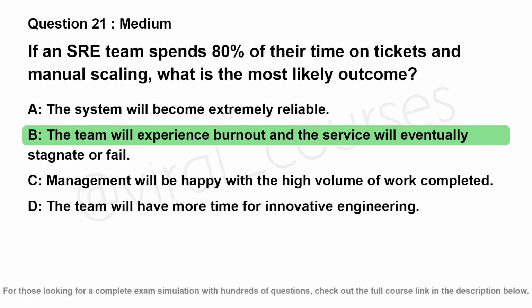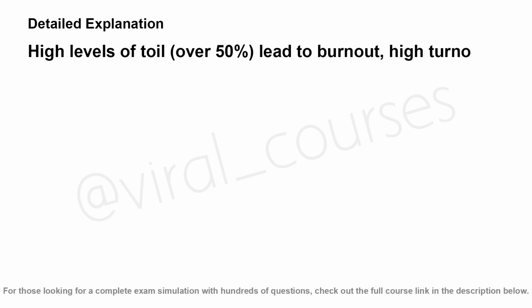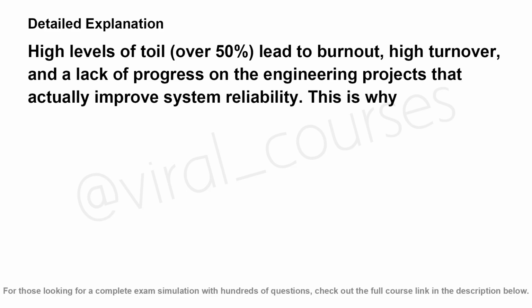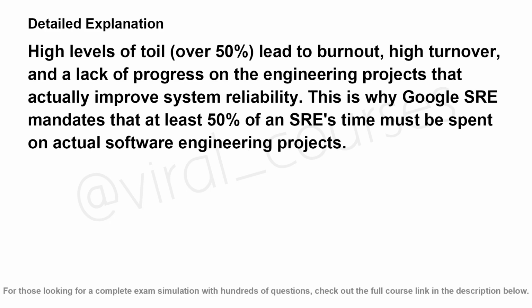The correct answer is B. High levels of toil, over 50%, lead to burnout, high turnover, and a lack of progress on the engineering projects that actually improve system reliability. This is why Google SRE mandates that at least 50% of an SRE's time must be spent on actual software engineering projects.